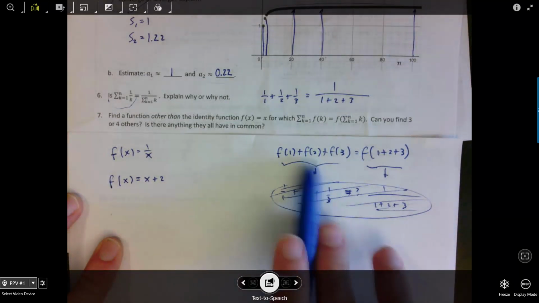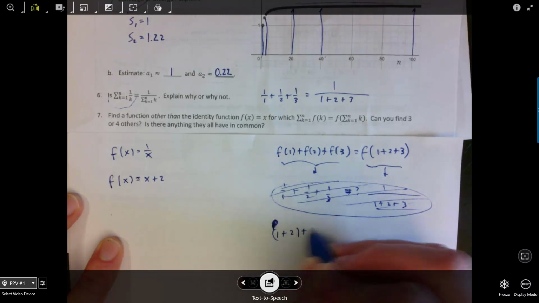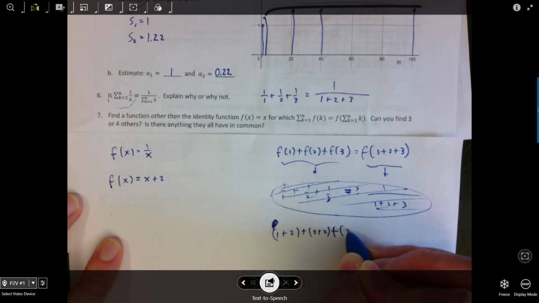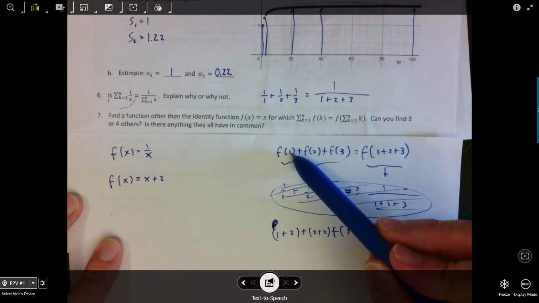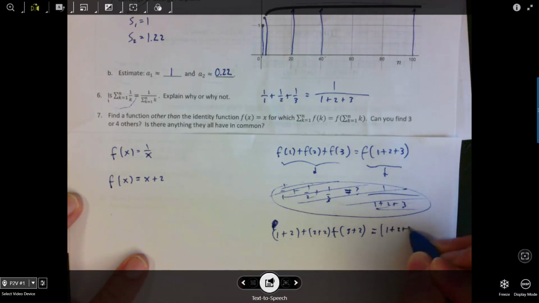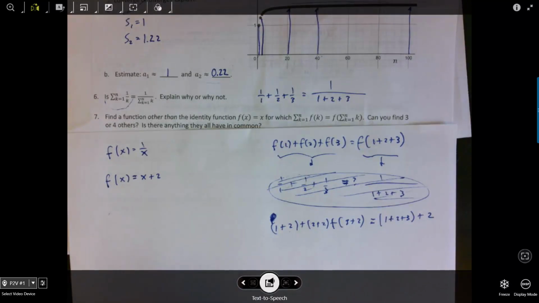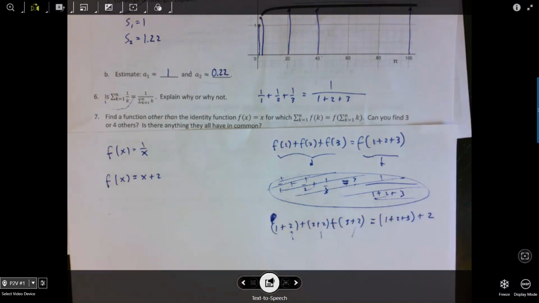So if we've got x plus 2 on the left-hand side, we'll have 1 plus 2 plus 2 plus 2 plus 3 plus 2, right? Because each of these f's I'm plugging in that input as my x value. And then on the right-hand side, I've got 1 plus 2 plus 3 plus 2 on the outside. So that one doesn't seem like it's worked either, because the 1 plus 2 plus 3 is the same on both sides, but here on the left-hand side, I'm adding 3 2's, and here I'm only adding 1 2.